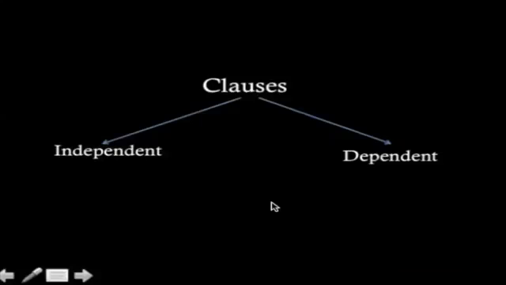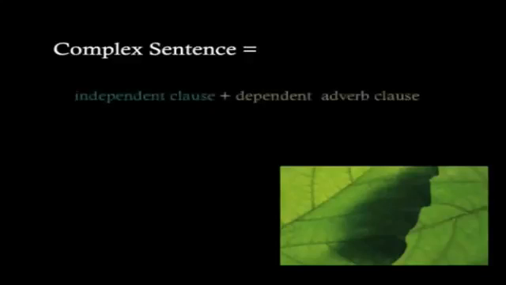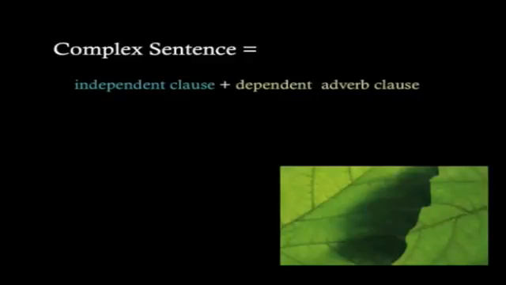The weaker sister on the family tree, the dependent clause, cannot stand alone. Instead, it combines with an independent or main clause to form what is known as a complex sentence. By the way, in grammar, complex doesn't necessarily mean complicated. It simply identifies a sentence that contains an independent clause and a dependent clause.